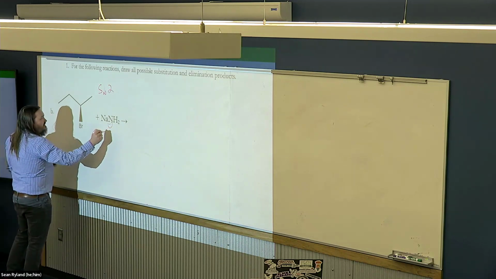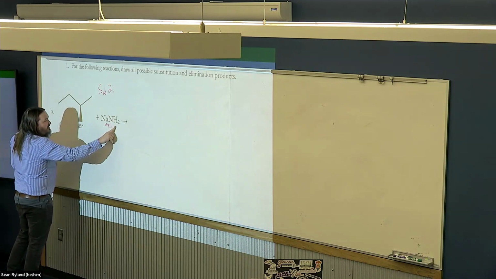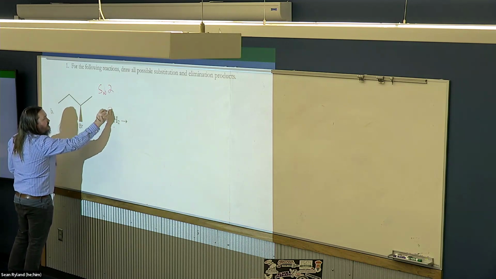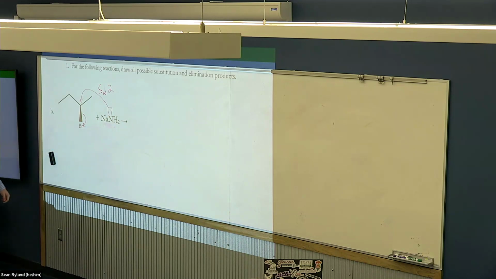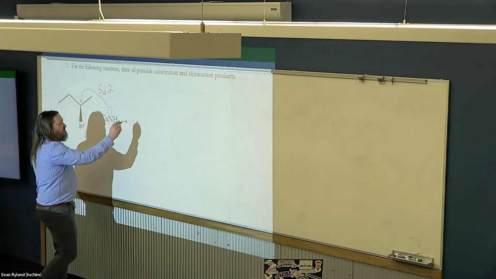So mine's gonna come in. I'm gonna draw that on the other side. So there's our SN2. This was a simpler molecule, right? Although we do still have stereochemistry to pay attention to.